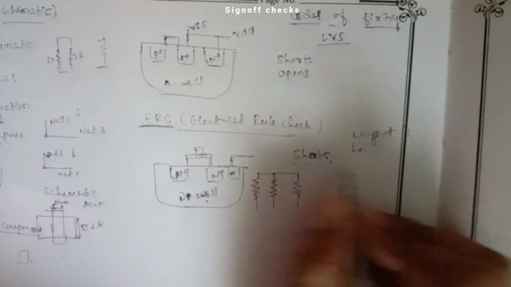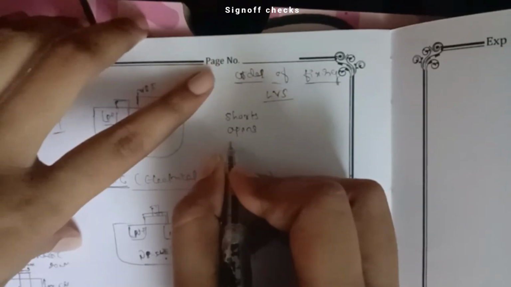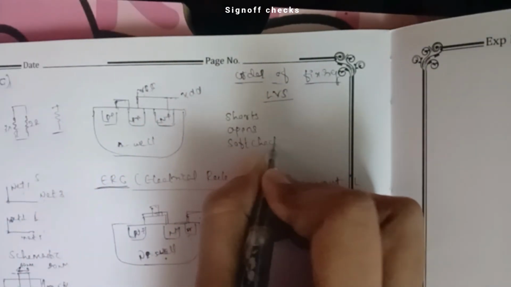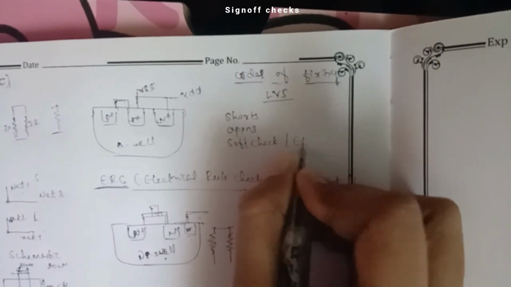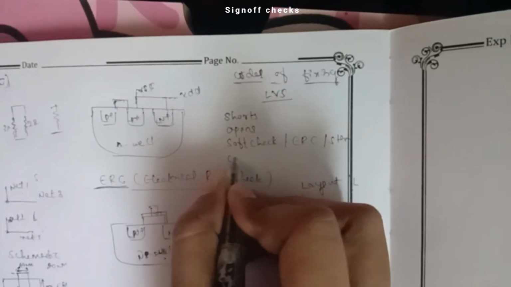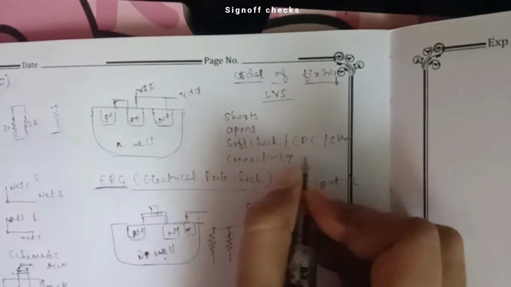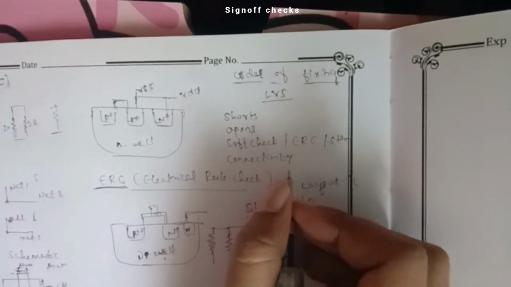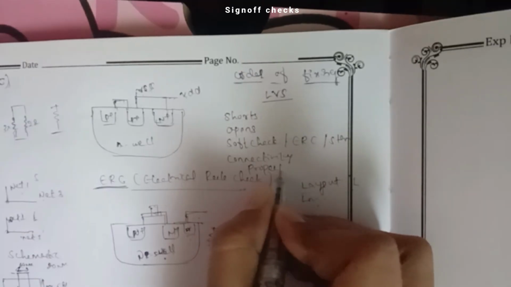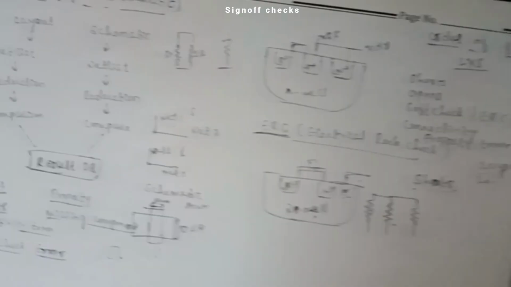So first we solve the shorts, opens, then we go for the soft check error, soft check, ERC, stamping conflict, those errors, then connectivity error, then the last one is property error. And this is all about the LVS.